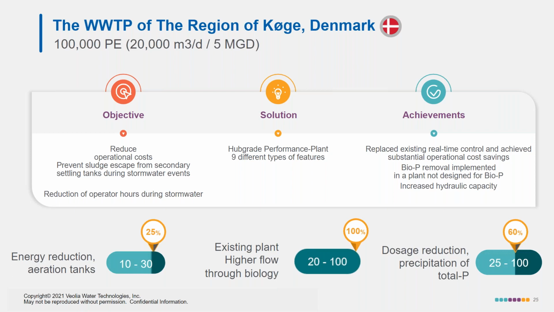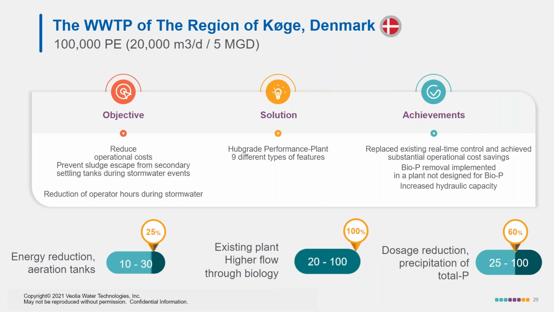So the plant I'm taking you to is a bit south of Copenhagen, the capital, in the region of Køge. It's 100,000 PE in capacity, about 20,000 cubic meters per day, or 5 MGD. I hope that speaks to everyone. And this client was faced with 2 main issues. So first, they needed to reduce their operational costs.